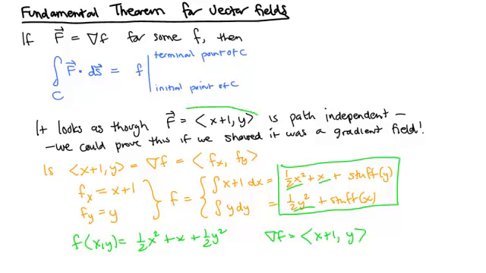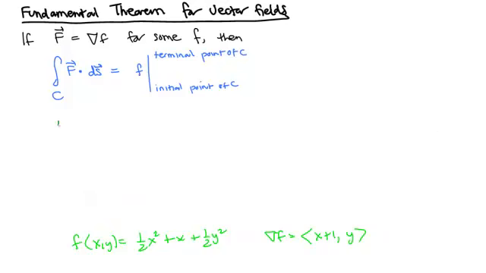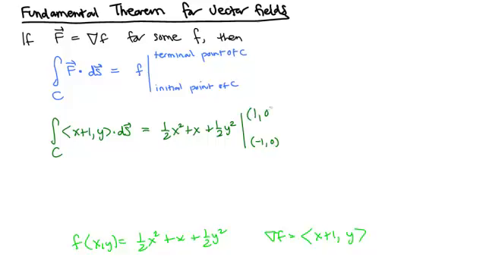We now know that this function must be path independent. In fact, if we use this vector-valued fundamental theorem, it tells us that the integral of the vector field (x plus 1, y) dot ds must equal our function 1/2 x squared plus x plus 1/2 y squared, evaluated at the initial point of all of our curves. Well, all of our curves start at the point (-1, 0) and go to the terminal point (1, 0).